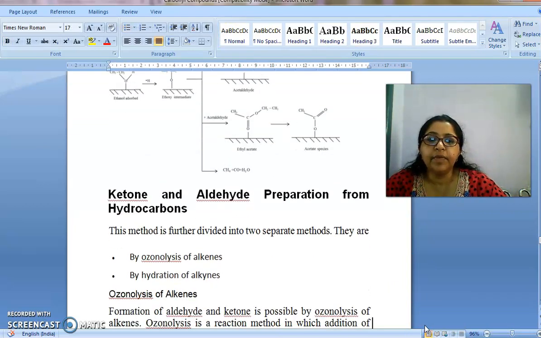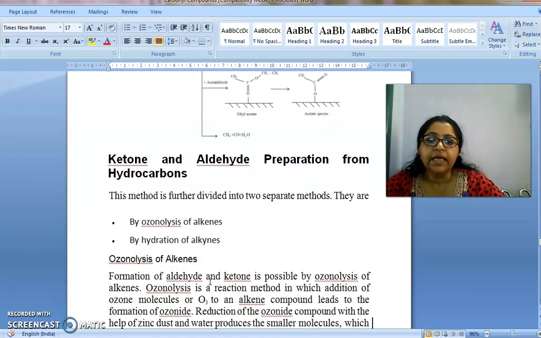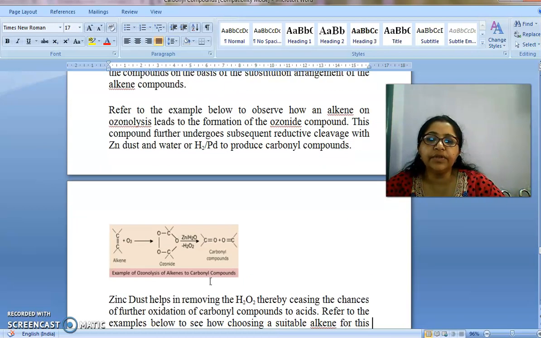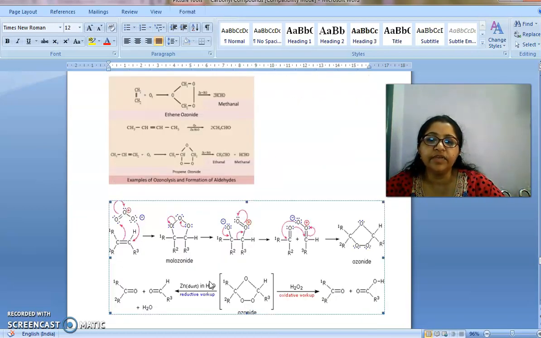Next, aldehydes and ketones can be prepared from hydrocarbons in two different ways. One is ozonolysis of alkenes and another is hydration of alkynes. Alkenes and alkynes, as you know, have only carbon and hydrogen, so they are called hydrocarbons. Let us first see ozonolysis of alkenes. We have done how the reaction goes previously also.